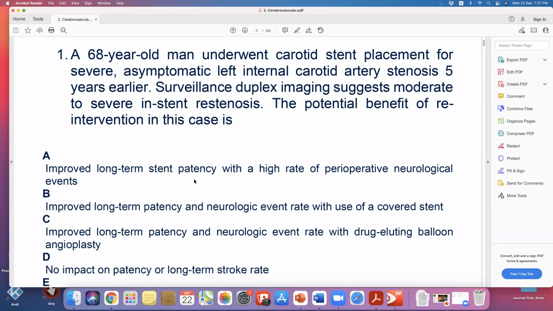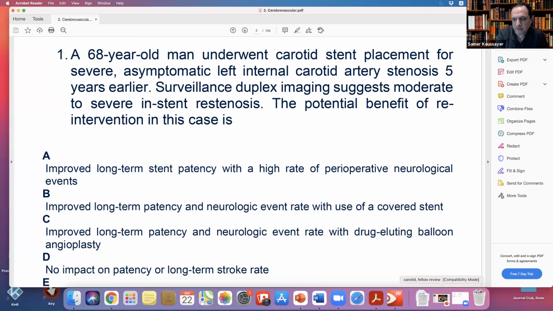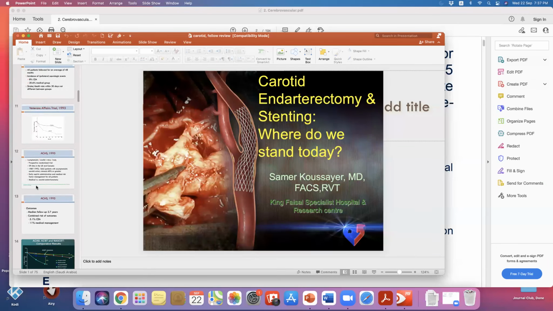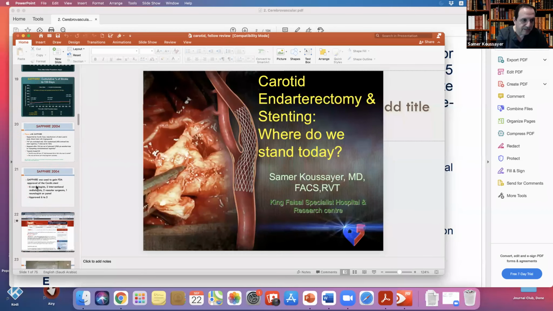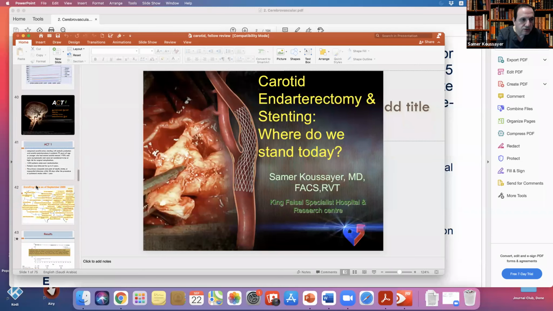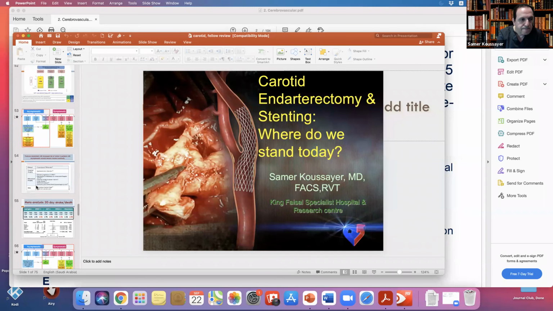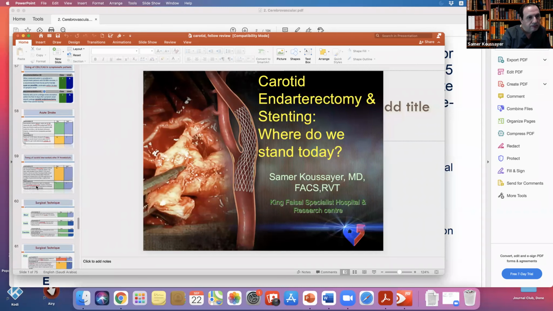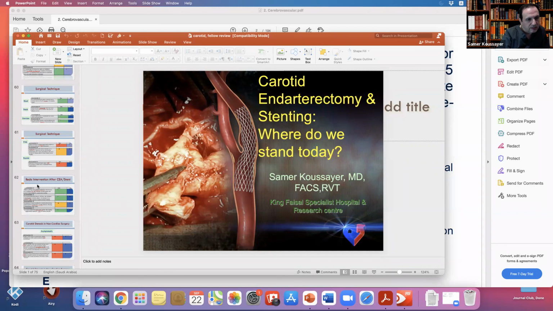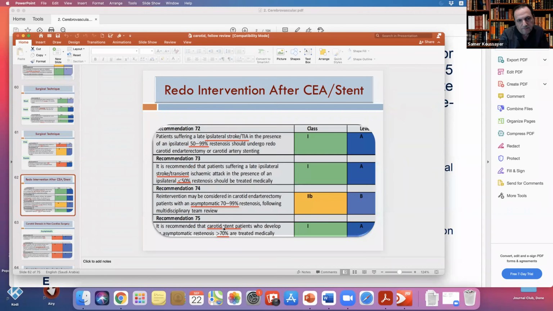You remember what the guideline says? Let me go here so we can get benefit. Do you see my slide, guys, on the screen? Yes. Okay, let's go to the guidelines and look at redo. Surgical technique, redo. This is what they said for re-intervention after carotid endarterectomy or stenting.